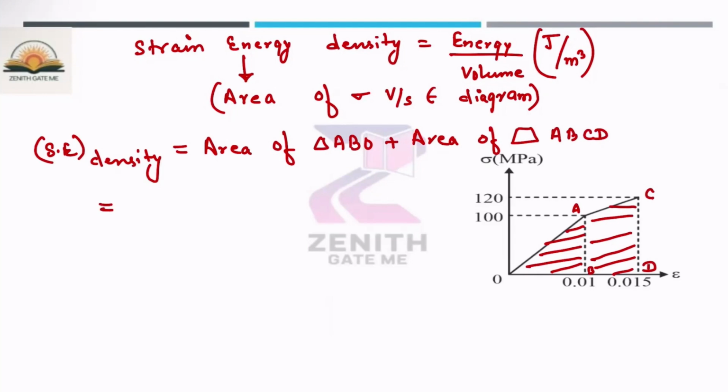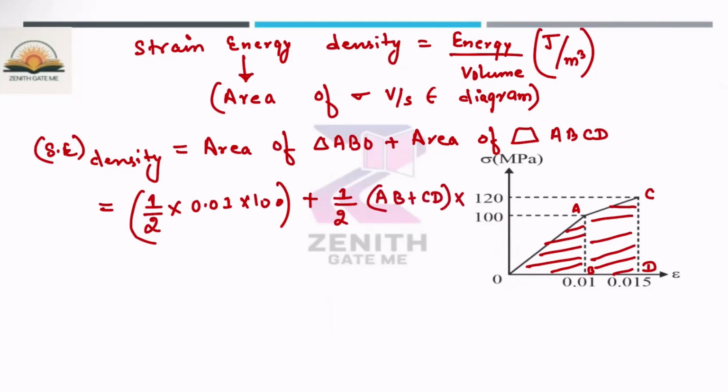How you will calculate the area? So area of triangle is half of base into altitude. That means the base value is 0.01 and the altitude is 100. So 0.01 into 100 plus half of area of trapezium is half of sum of the parallel side AB plus CD into distance between them is BD. These are the two parallel sides and the distance between them is BD.